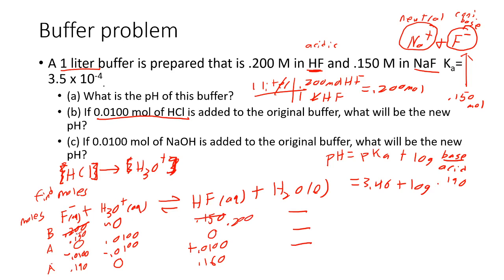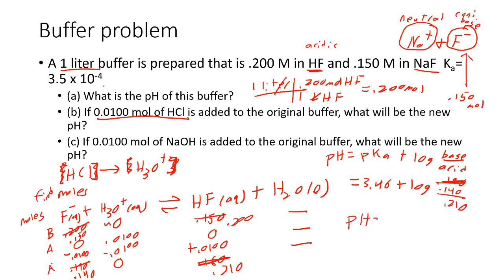But at least I noticed it before finishing and something felt off. So my F- should be 0.150 because that's how much sodium fluoride I had. So when we subtract it, we'll get 0.140. And over here, when we took 0.200 and added something, we get 0.210. Now, our log of our base is equal to 0.140 divided by 0.210.